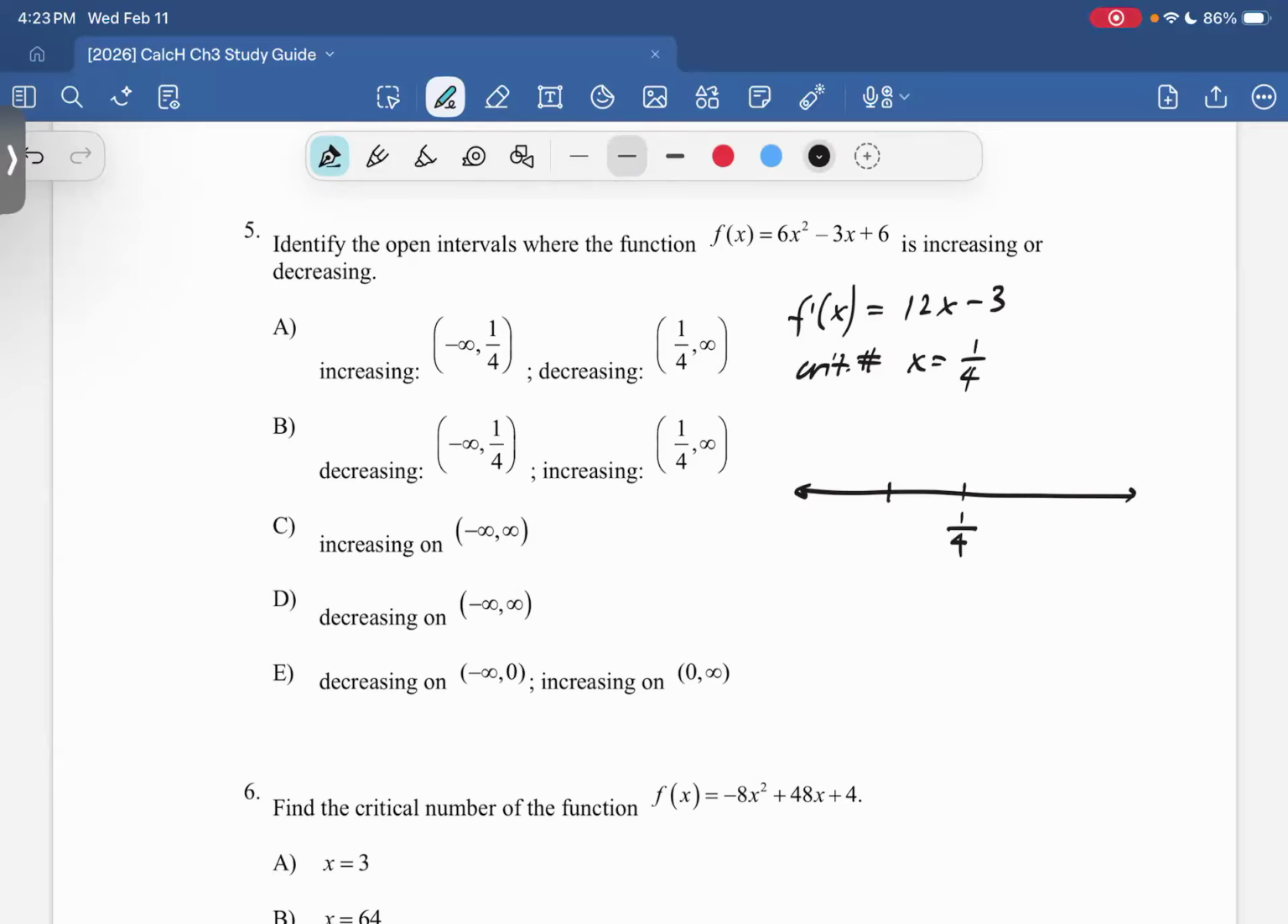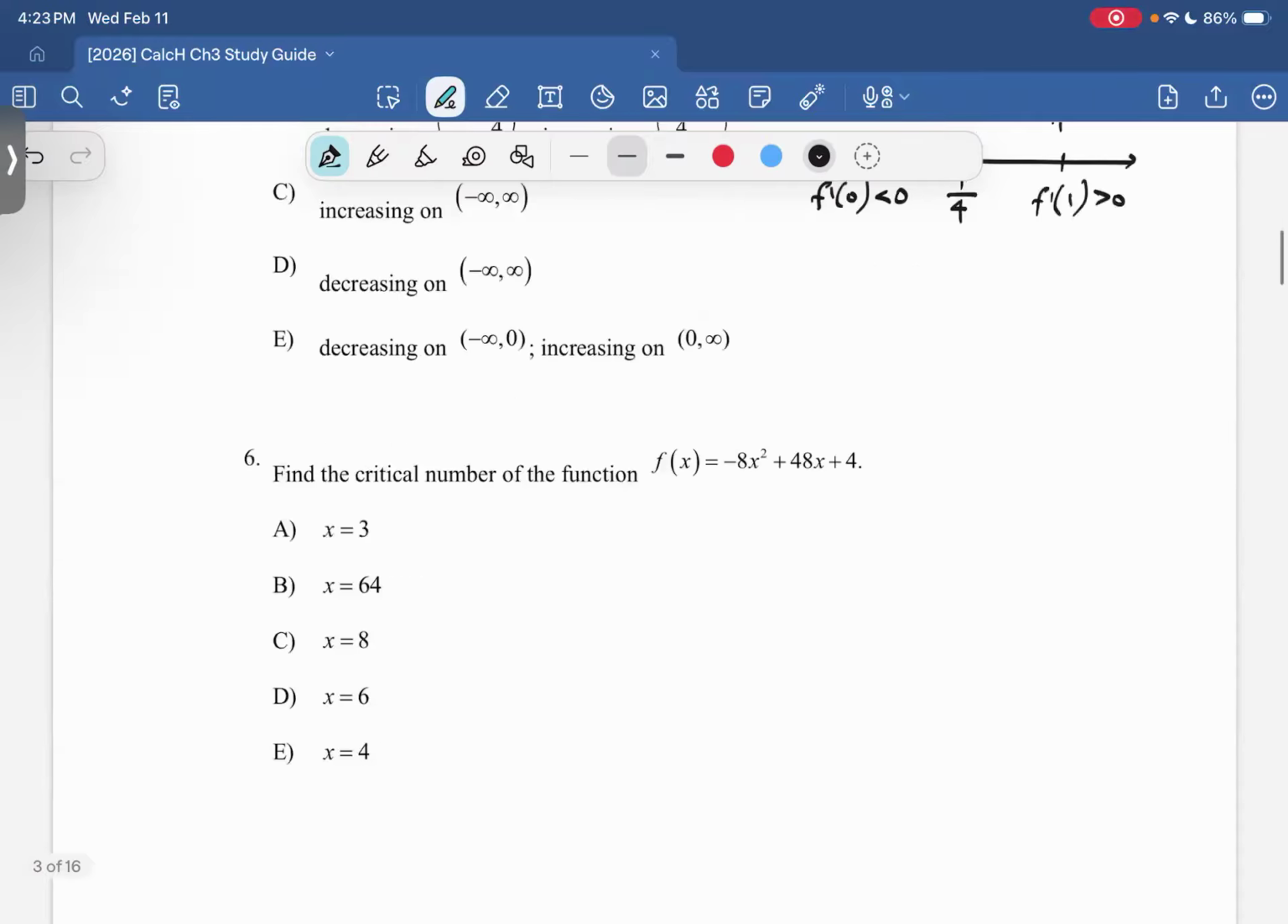We would find that f prime of 0 is negative. So it's decreasing here. We can test 1 up here. F prime of 1 is equal to 9, which is greater than 0, positive. So that means the function is decreasing from negative infinity to 1/4 and increasing from 1/4 to infinity.